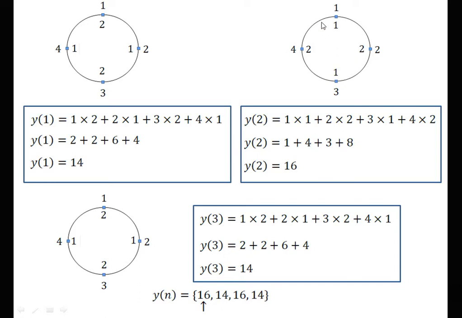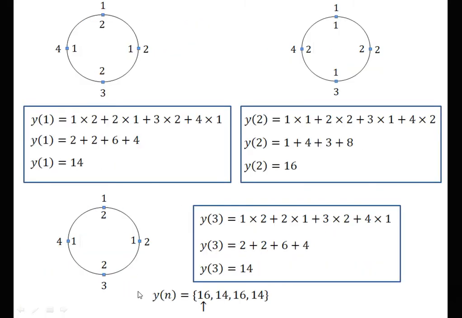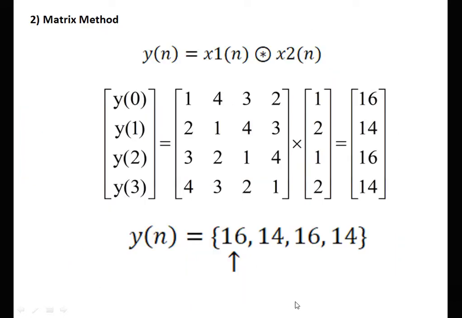We again take the corresponding multiplication of the location values, and we are getting y of 2. In the next step, we again shift the signal x2 of n to the next position in the clockwise direction, and we are getting the value of y of 3 as 14. Next time when we do, the period of the signal is 4, so we get the location of y of 0 again. Therefore y of n is equal to 16 14 16 14. This is the answer of the circular convolution by graphical method.